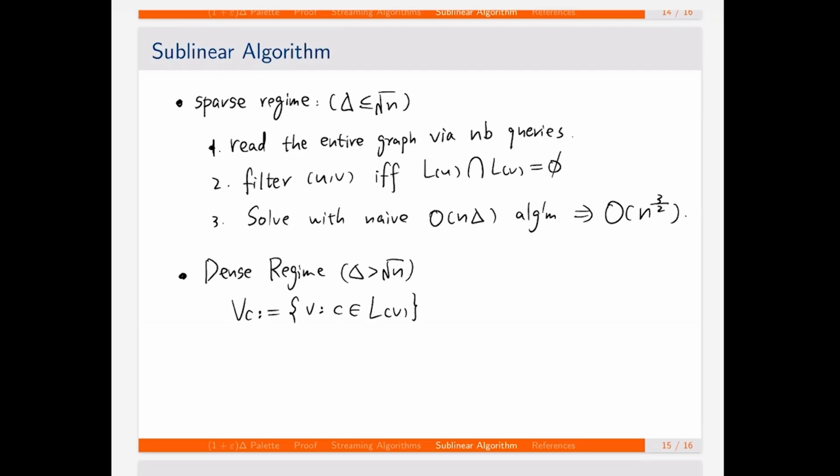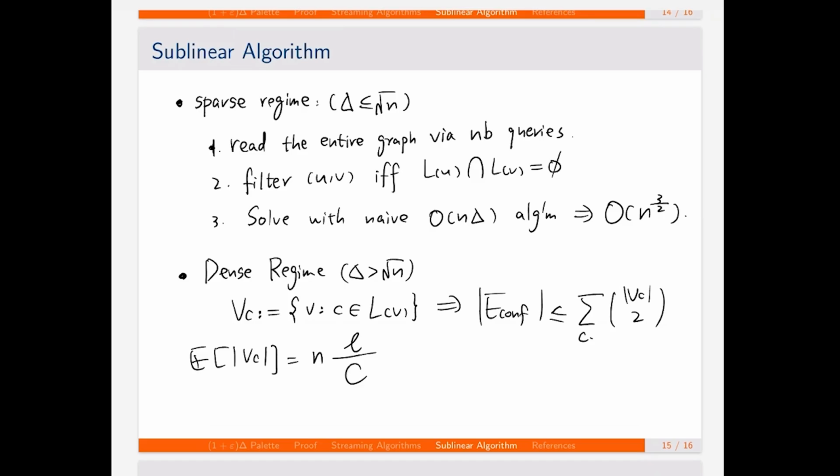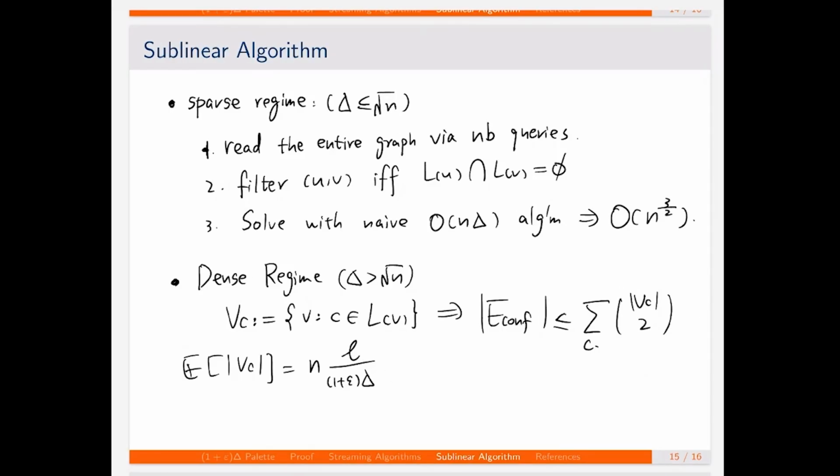Then the size of the conflict graph is less than or equal to the sum over C of V_C choose 2. And then the expected size of each V_C is, be careful, there are n vertices in the original vertex set, and for every vertex, there is a list of L colors, and there are (1+epsilon)delta colors in the palette. So the expected size is simply nL over (1+epsilon)delta. So the total size of the sum over all colors of V_C is just n times L.